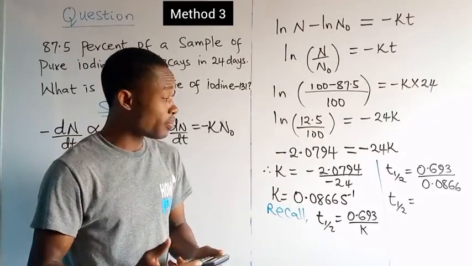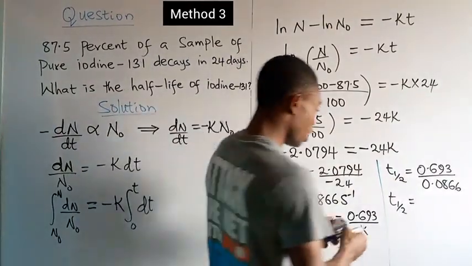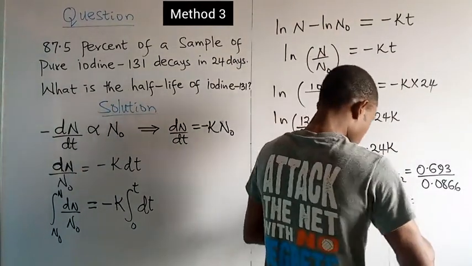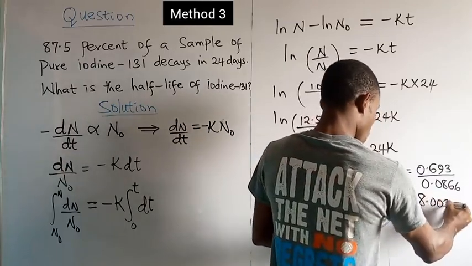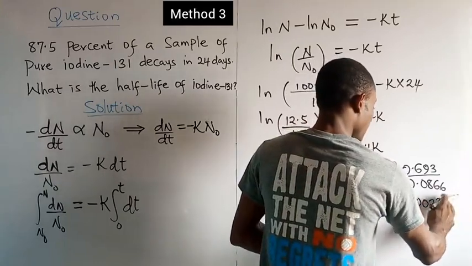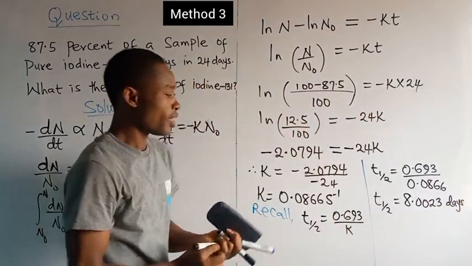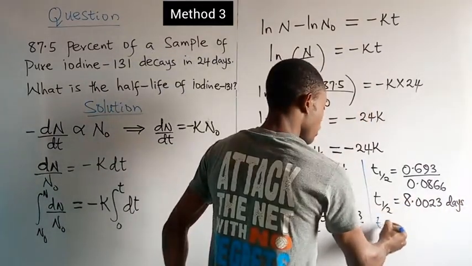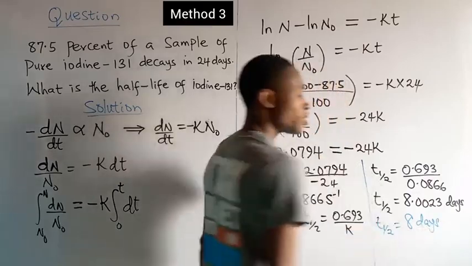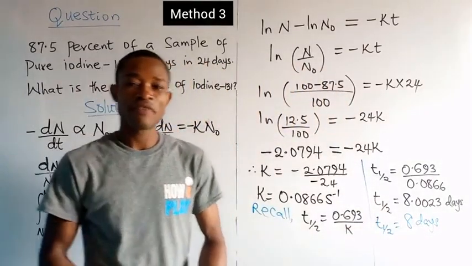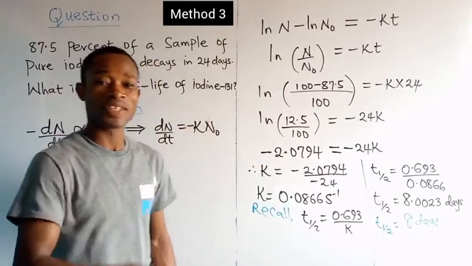Let us divide this and obtain the value of our half-life. 0.693, we are dividing it by 0.0866. And the calculator tells us that the value is 8.0023. It's going to be in days. The unit is going to be in days since the time was given to us in days. Now this half-life can be approximated. To the nearest whole number, you see that the half-life will be 8 days. And this is the same as the first 2 methods. Like I said, this method 3 is purely for those in advanced level anyway.